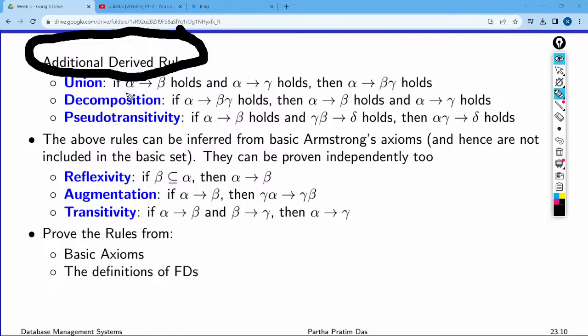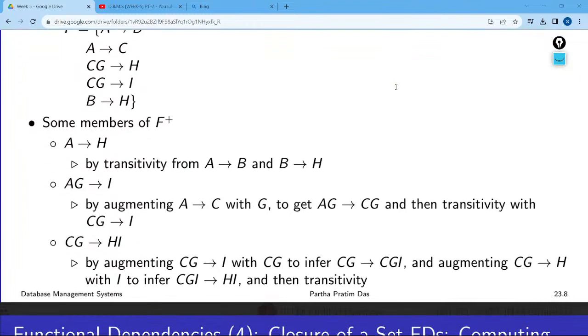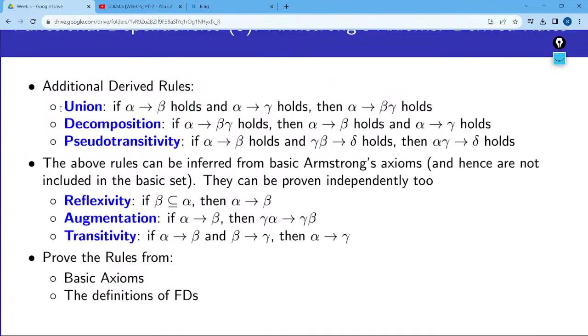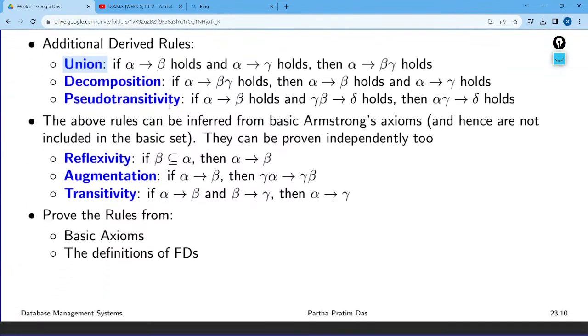So union: if alpha arrow beta and alpha arrow gamma holds, if both of these hold, then alpha can be directly clubbed with beta gamma. That's what I said with the upper one, this CG one. If CG arrow H exists and CG arrow I exists, then CG arrow HI is the same. You can simply unite them, club them. The derived rule name is union.